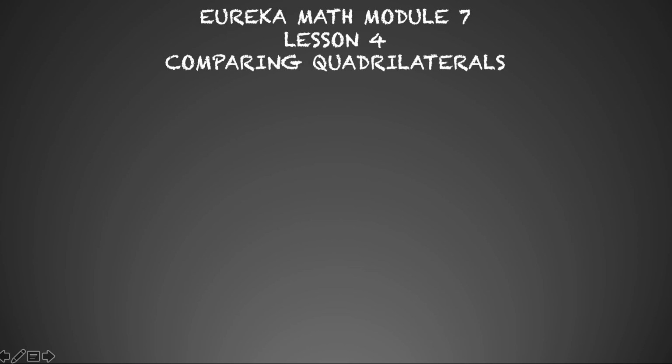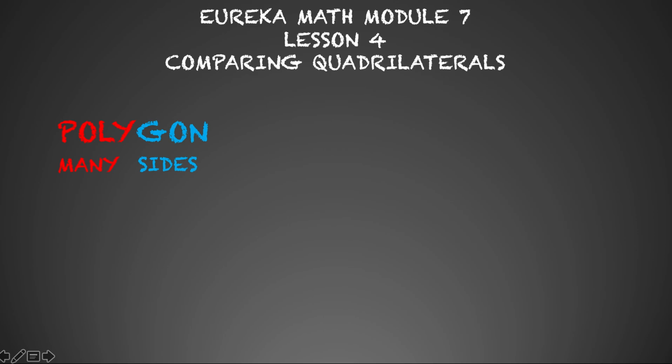Today in math, we'll be learning about comparing quadrilaterals. This is from Module 7, Lesson 4 in Eureka Math. Before we get talking about quadrilaterals, let's talk about another important word, polygon. This is a shape. Look at the word polygon. It is made up of two different words, poly meaning many, and gon meaning sides.